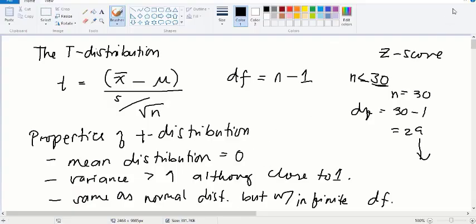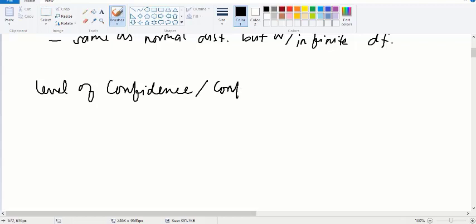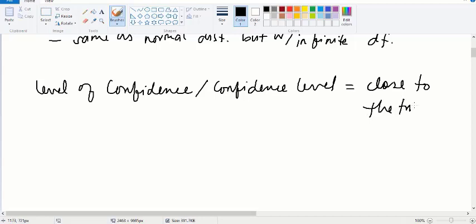Before we move on, baka nagtaka kayo, ano yung alpha? Okay, alpha is derived from these two concepts. We have the level of confidence, or makita nyo sa module ninyo, it says confidence level. No? It's actually the same. It pertains to the same thing, confidence level. So, this is actually the confidence level of the researcher, or yung sagot mo is tama ang nakuha niya or is close to the true value.